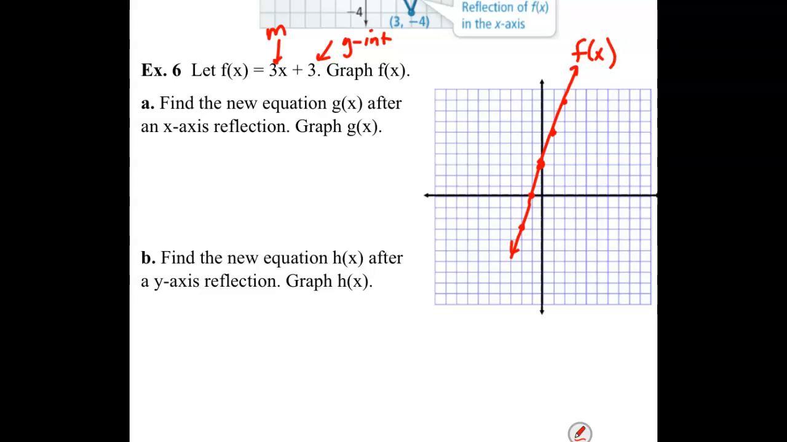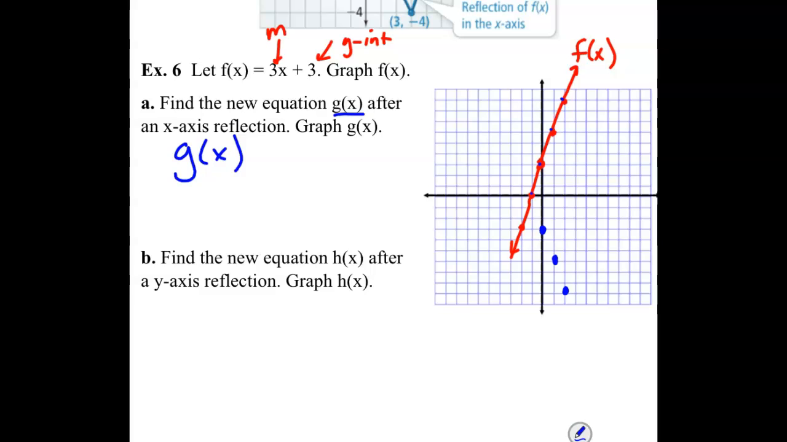All right, that's my original function. Now it says find a new equation, g of x, after an x-axis reflection. So we want to take all of these points and reflect them over the x-axis. Okay? This dot up here is at 9, so when I reflect it over the x-axis, it's at -9. This one's up at 6. Reflecting it puts me at -6. This one's at 3. Reflecting it puts me at -3.